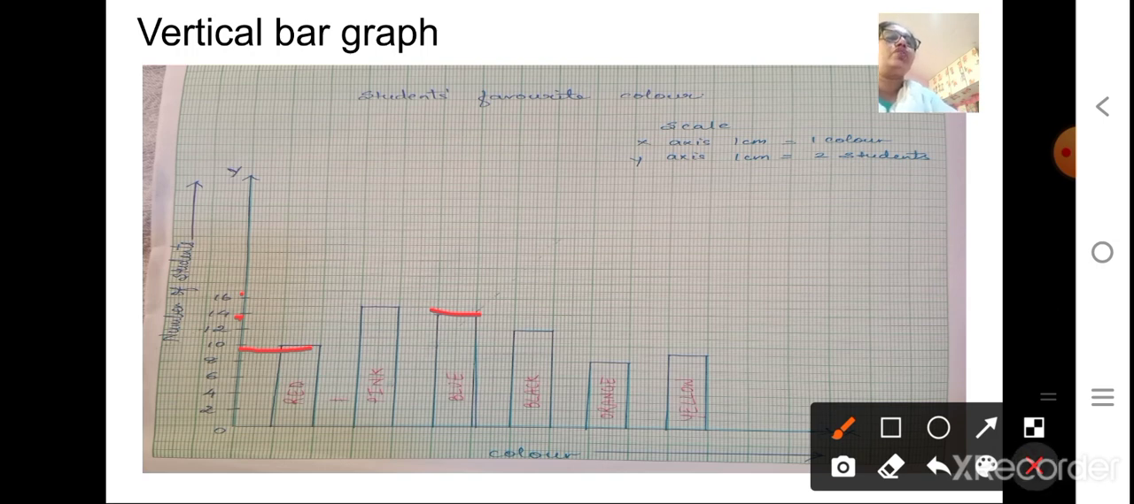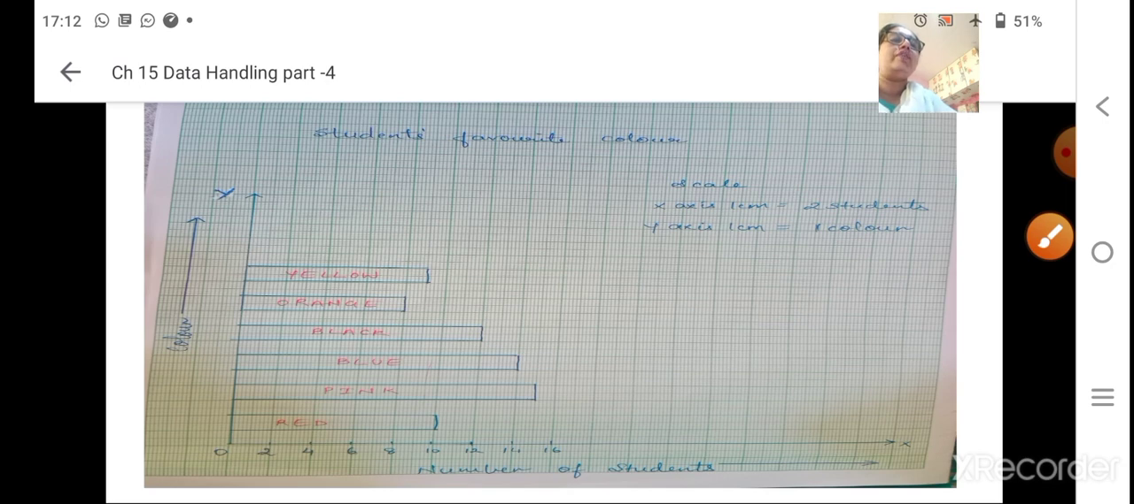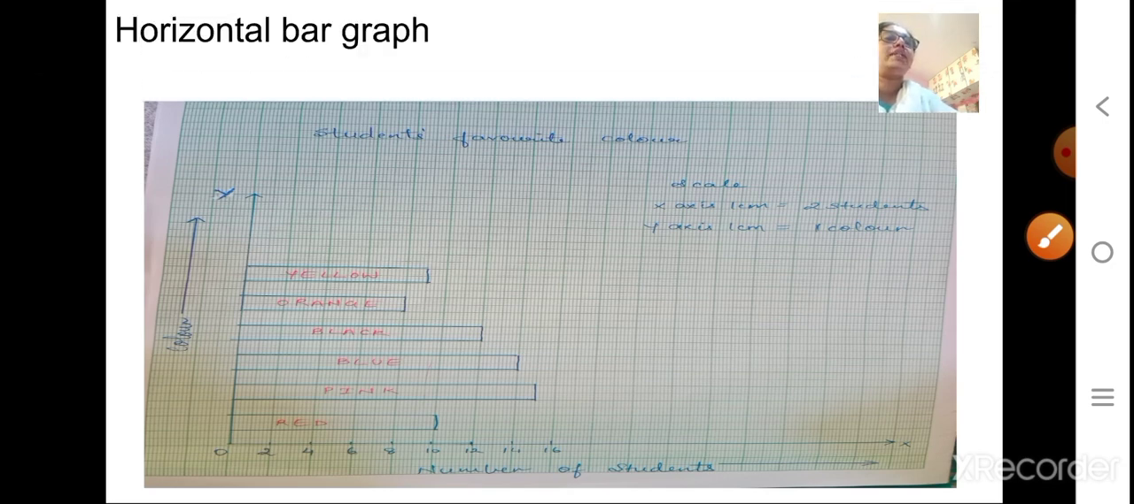Same way, to draw the horizontal bar graph, you will interchange: the x-axis will be your number of students and the y-axis will be your colors. So label it and then draw the horizontal bar graph.